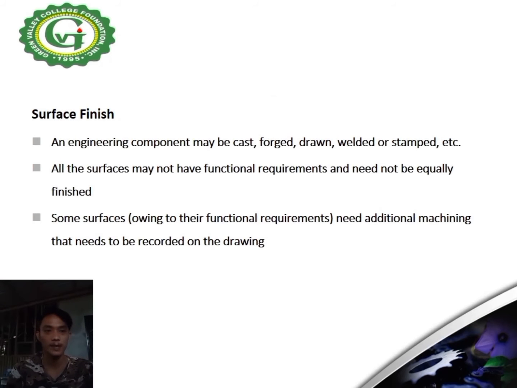Surface finish. An engineering component may be cast, forged, drawn, welded, or stamped, etc. All the surfaces may not have functional requirements and need not be equally finished. Some surfaces, owing to their functional requirements, need additional machining that needs to be recorded on the drawing.